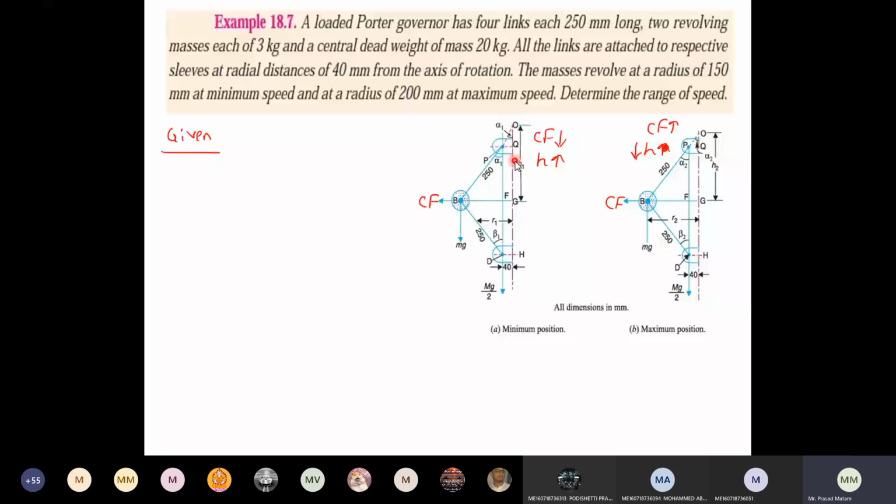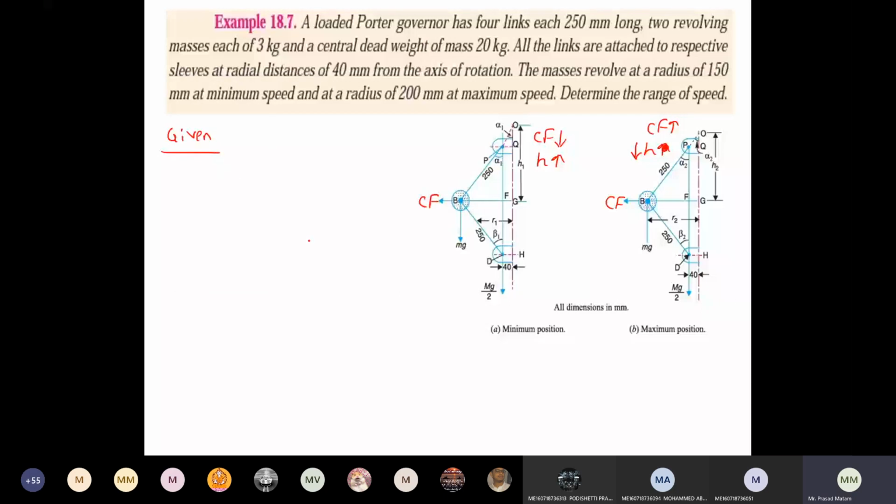Sir, in the exam there is no diagram given? In the exam they won't give any diagram. You have to draw it by reading the problem. So for a Porter governor, I will show you how to draw the diagram. Just give me 2 minutes.